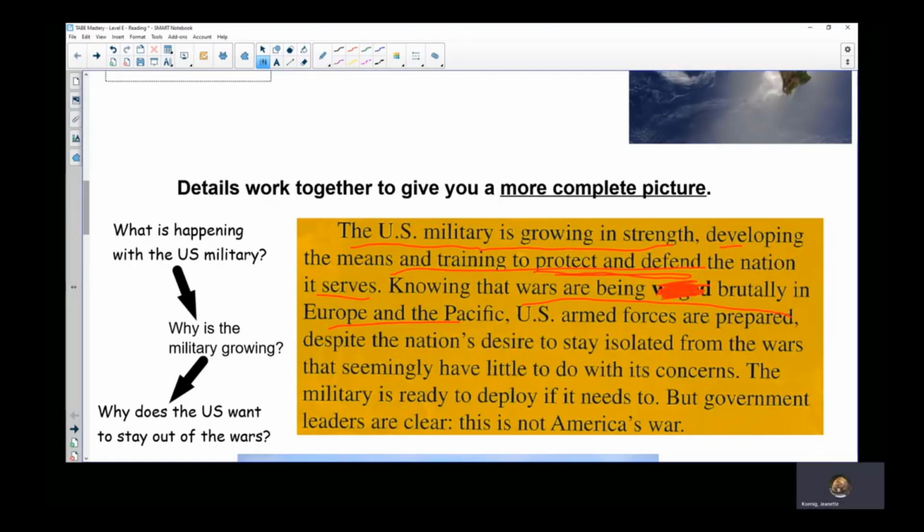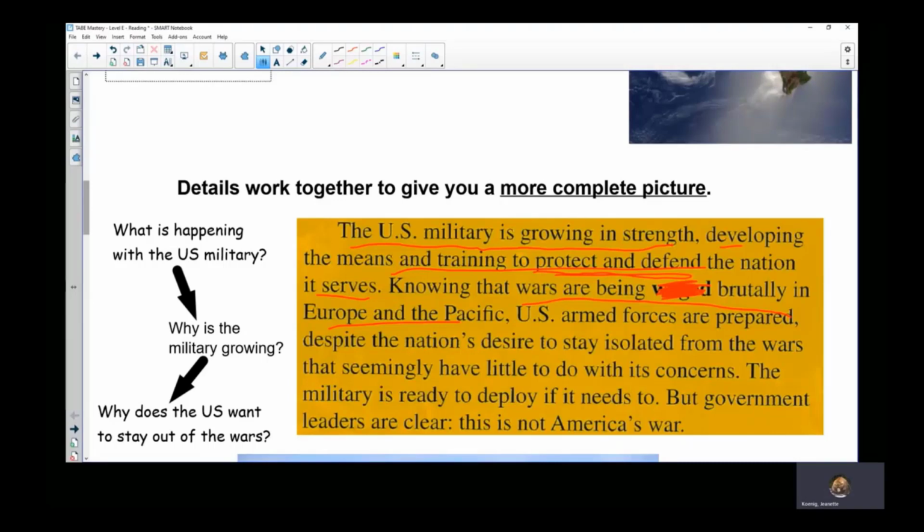Knowing that wars are being something brutally, could you insert a totally different word that would make sense to you, knowing wars are fighting in Europe and the Pacific? Nice. Okay. Really brutal wars. You know, what are brutal wars? These are not nice, friendly tennis matches. These are brutal. So these wars are going on.